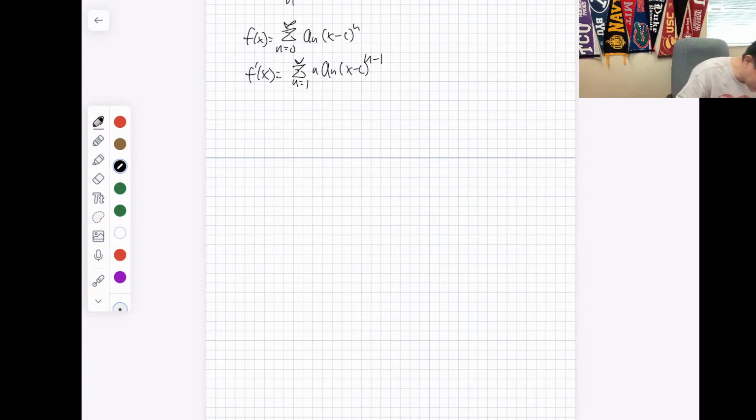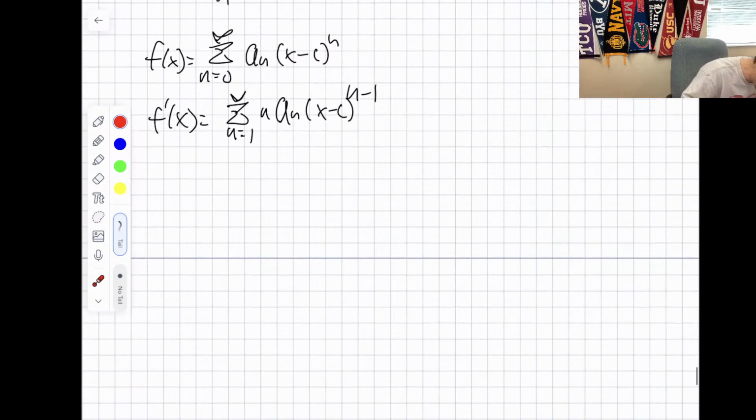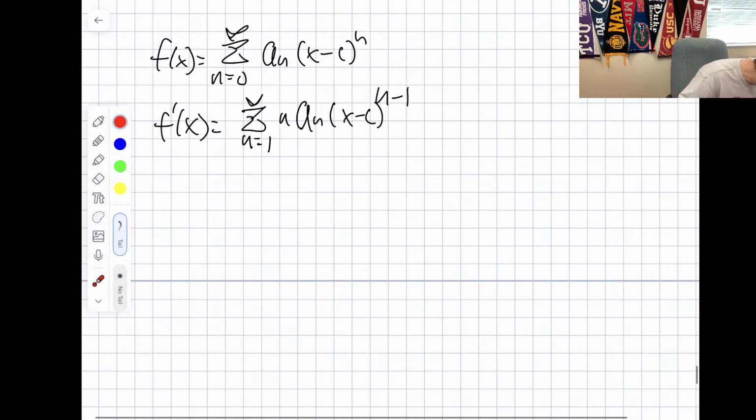Because you basically take a derivative. If you take a derivative, what will happen? This n is going to come down in the front, and this becomes n minus 1. But your terms are going to switch a little bit because you start at a1. Why does it become n equals 1? Because when you take the n down in the front, this is for the derivative.